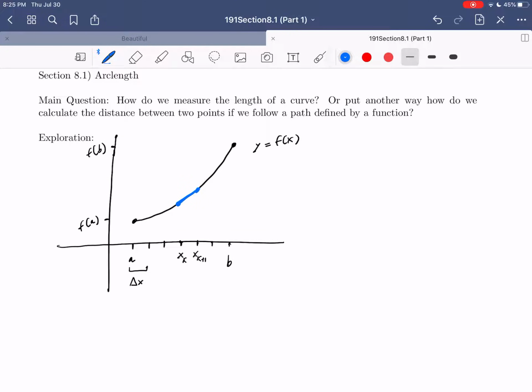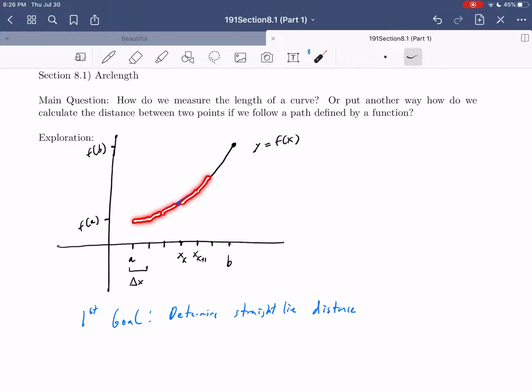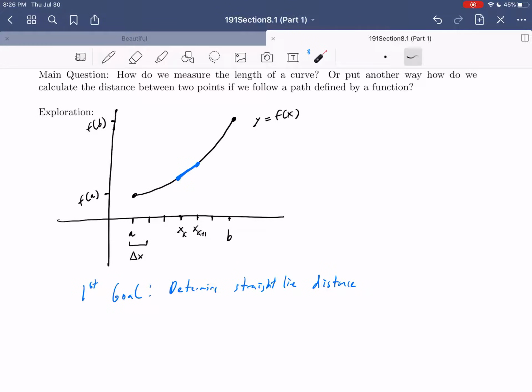So our first goal is to determine the straight line distance here. And then, of course, what we could argue is if we did the straight line distance for each piece and added those all up, it wouldn't be exactly the length of our curve because all these straight line pieces are just estimates, but it would be a good approximation. So let's see if we can determine that straight line distance right there.